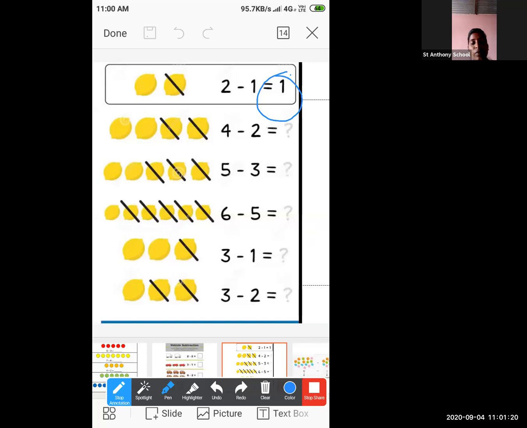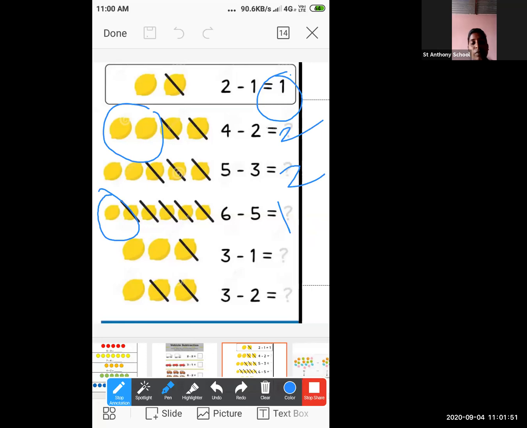Very good. Very nice. This remaining 2 is the correct answer. Next, 5 minus 3. The answer is 2. Next, 6 minus 5. 5 is already cut and 1 is remaining. So what is the correct answer? The answer is 1.